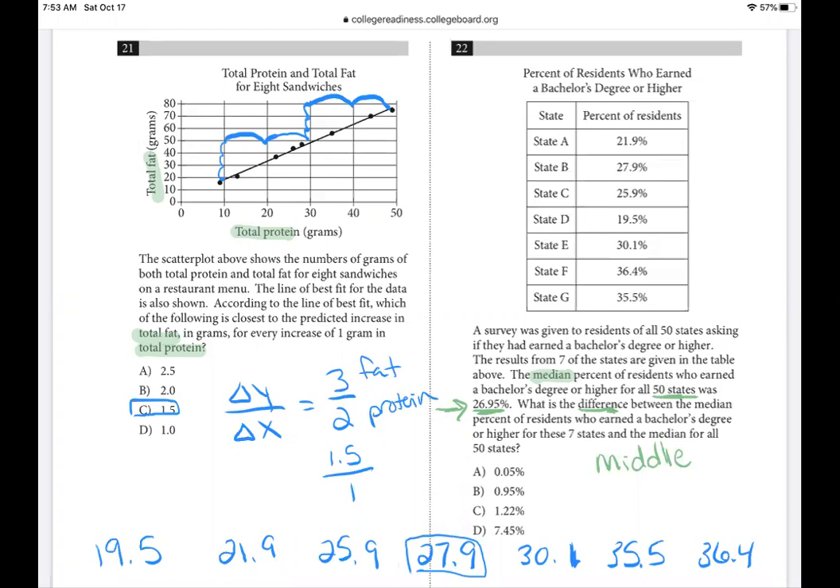We have that 27.9%. So if we're finding the difference between the median of these 7 states and the median of all 50 states, we just need to subtract 27.9 minus 26.95, and we will get 0.95%. Choice B on that one.